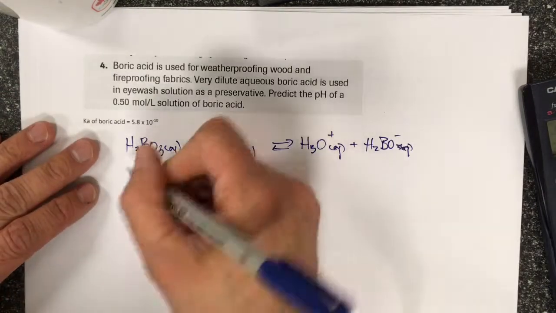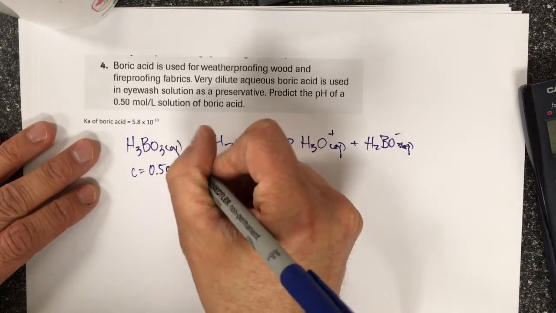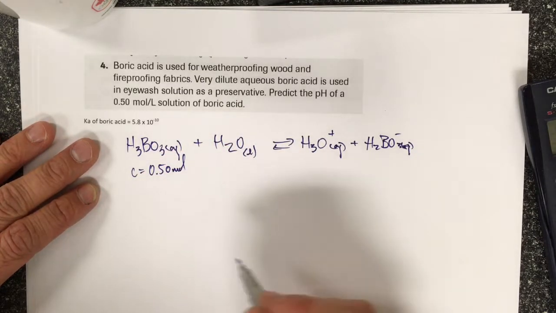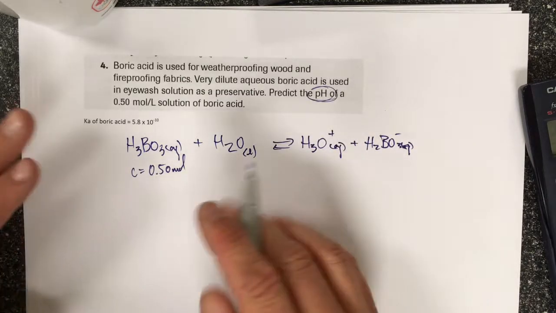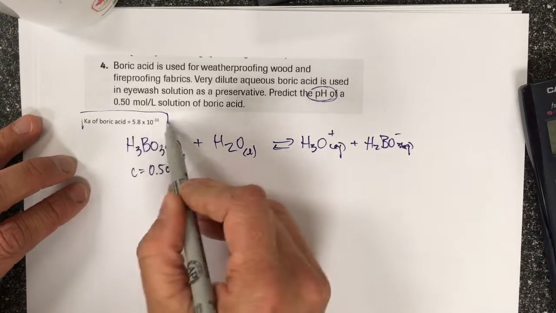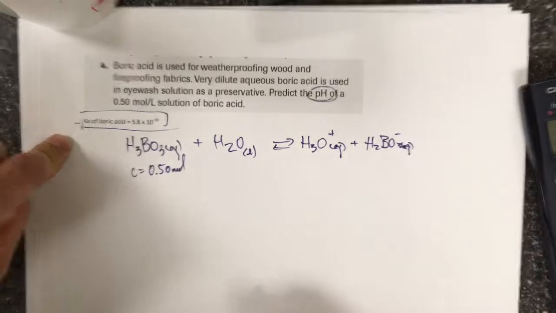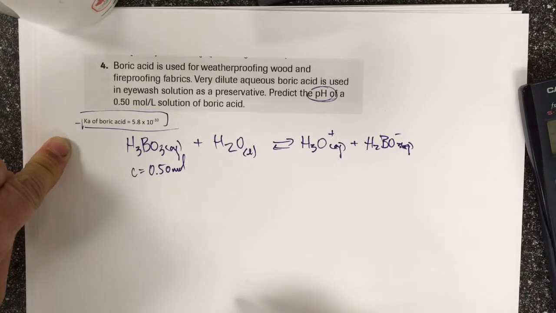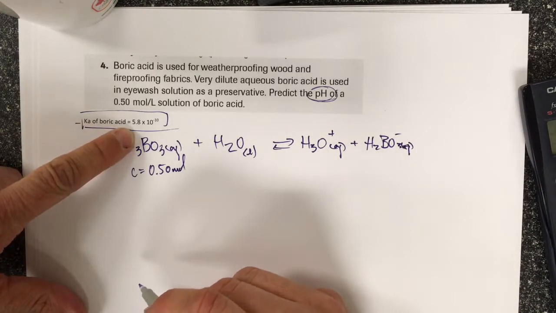But in this case, you have a concentration of boric acid of 0.50 mole per liter. Now, we want the pH of this. I don't know anything except the Ka of boric acid. Now, this doesn't happen to be in your data booklet. This is provided in the textbook. But it's 5.8 times 10 to the negative 10.